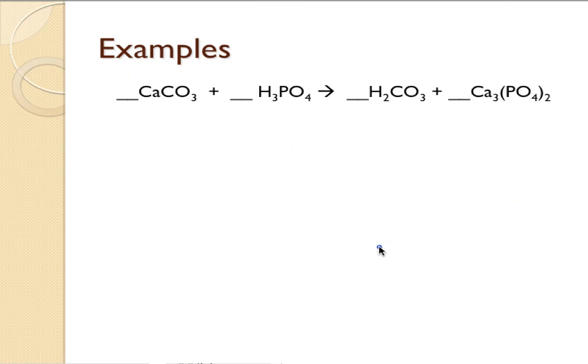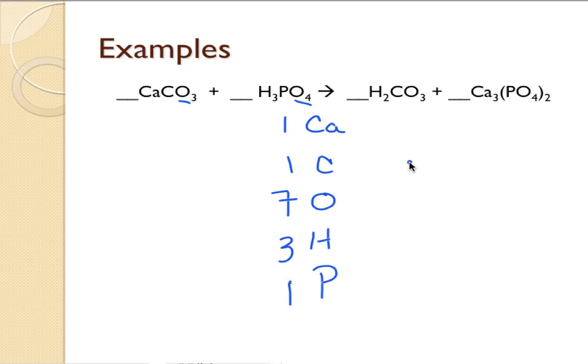Here we've got calcium carbonate reacting with phosphoric acid to produce carbonic acid, and calcium phosphate. I'm just going to identify the elements that are present in my reaction. I have calcium, I have carbon, I have oxygen, I have hydrogen, and I have phosphorus. All right, just counting first, I have 1 calcium on the reactant side. I have 1 carbon on the reactant side. I have these 3 oxygens and these 4 oxygens, which make 7. For hydrogens, I have 3, and for phosphorus, I have 1.